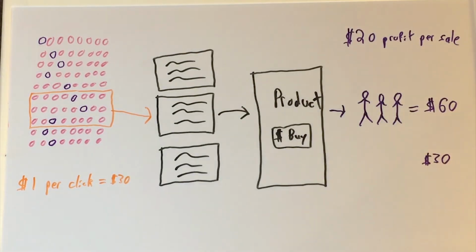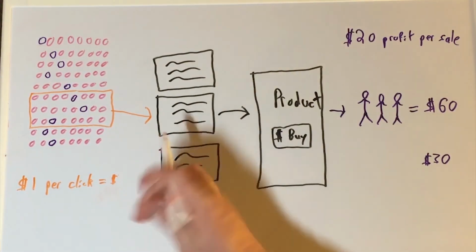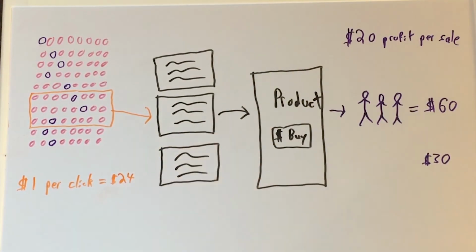So we've maintained our $60 profit here. And now for 24 clicks, we're spending $24. So our final profit on that is $36. All right, we just increased our profit 20% just by filtering out 20% of the bad traffic that wouldn't have bought in the first place. So now let's look at what we can do next.